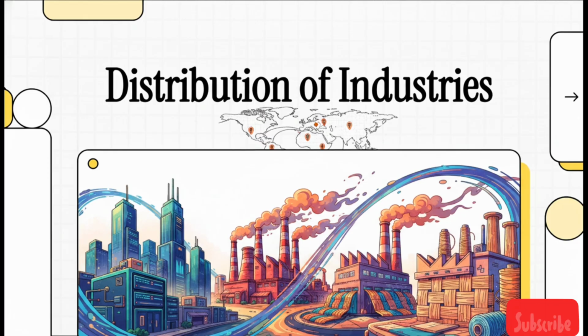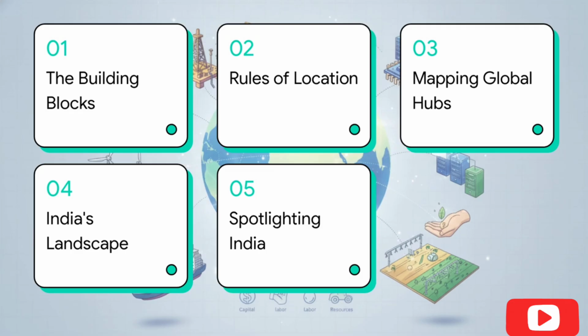In this explainer, we'll be looking super closely at the distribution of major industries and zeroing in on major industrial regions across the globe. It's like a giant puzzle, and we're going to figure out exactly how the pieces fit together. Okay, to make sense of all this, here is our game plan.